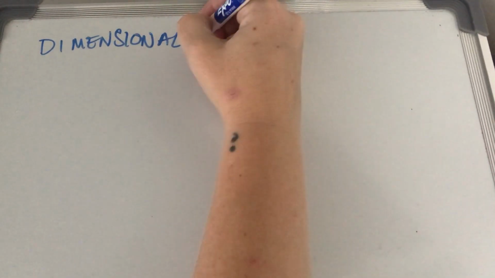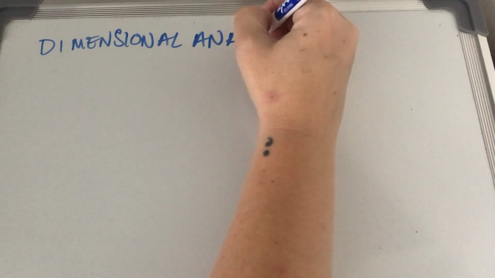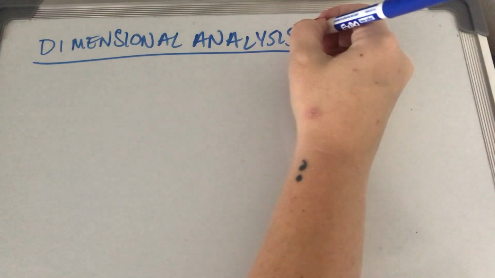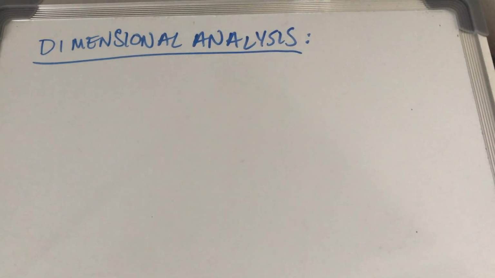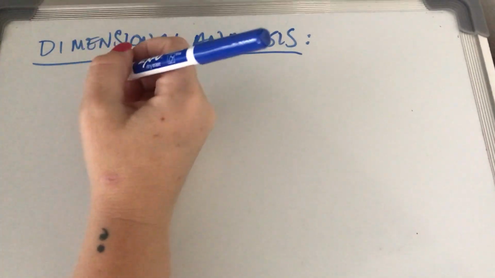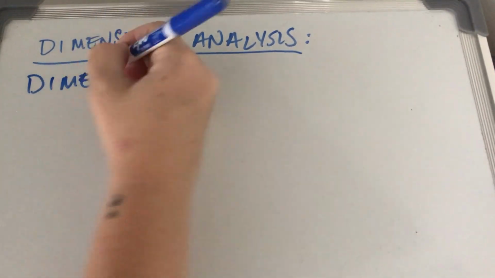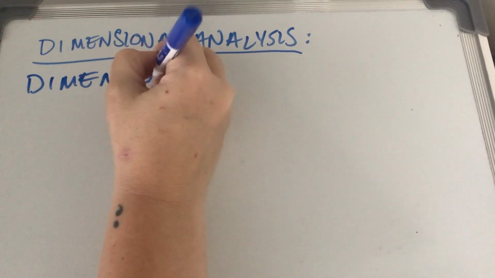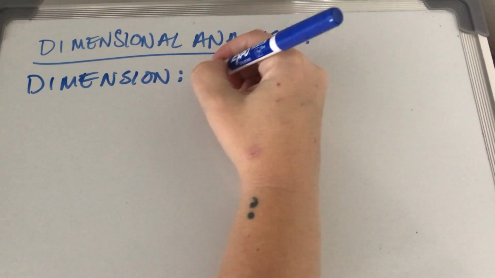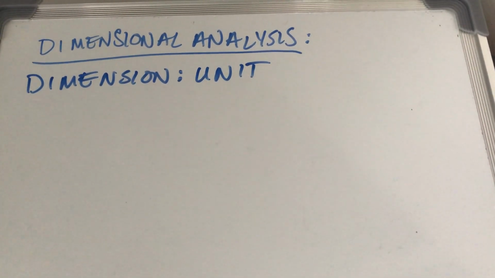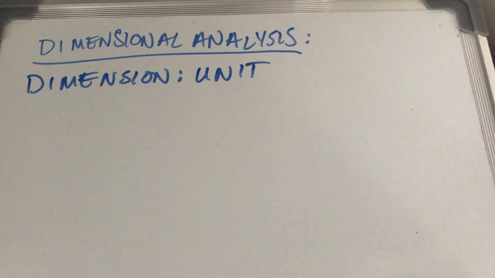dimensional analysis, which sounds kind of like wizardry, but I promise it's actually a lot simpler than it sounds. Okay, so first things first, what the heck does the word dimension mean? It's basically just a fancy way of saying a unit, right? Analysis means we're using the units to do all of the analysis and the problem solving, okay?